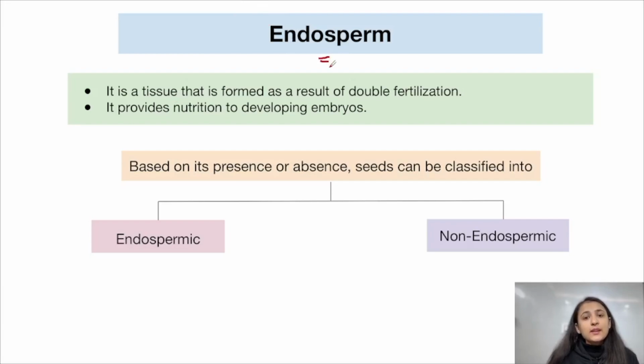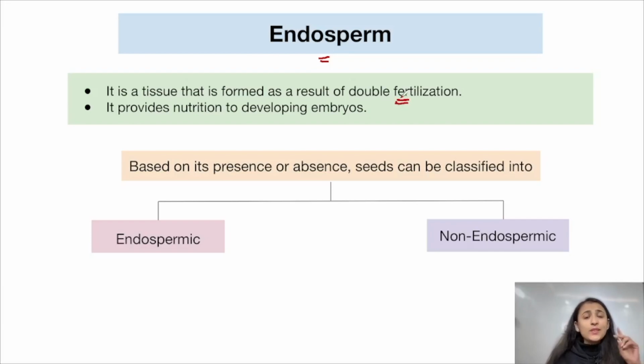Now let's come to the endosperm. Apart from the seed coat and the embryo, there is a third structure which can be present in some seeds. It is not present in all the seeds, but in some of the seeds this structure is present, which is known as endosperm. So endosperm is a tissue which forms as a result of double fertilization.